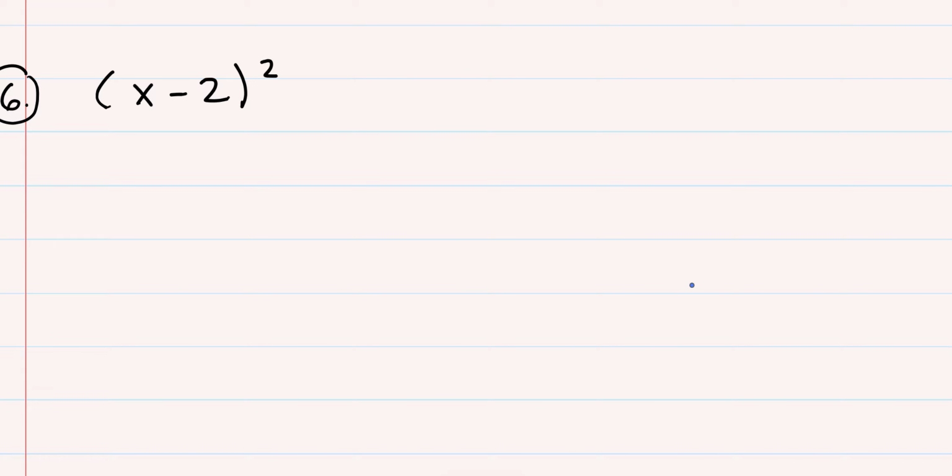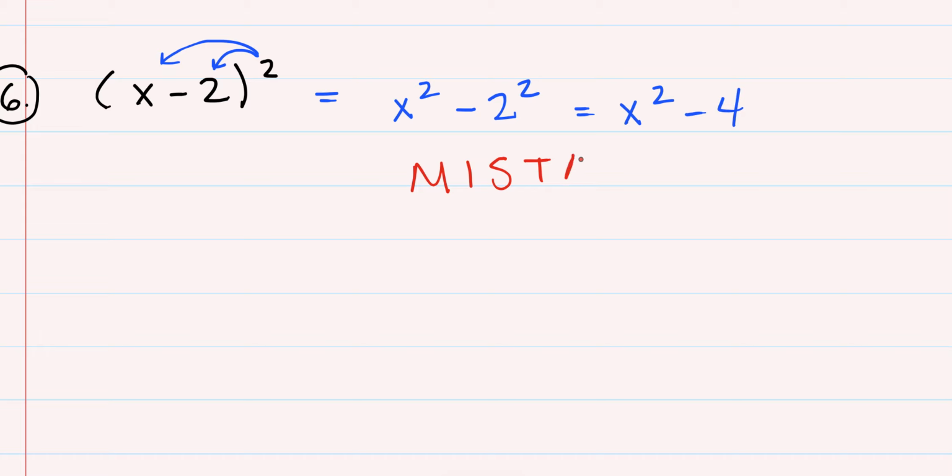You'll see a lot of this when you deal with circles. You'll see something like (x - 2) squared. Now I'm going to tell you a common mistake I see all the time. They'll send this 2 into everything here, and they'll say, oh, this is x squared minus 2 squared, which is x squared minus 4. This is a mistake. Do not do this, okay?